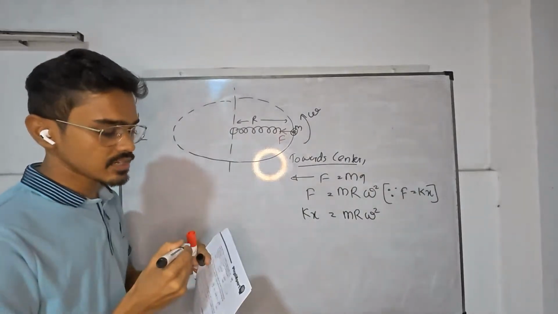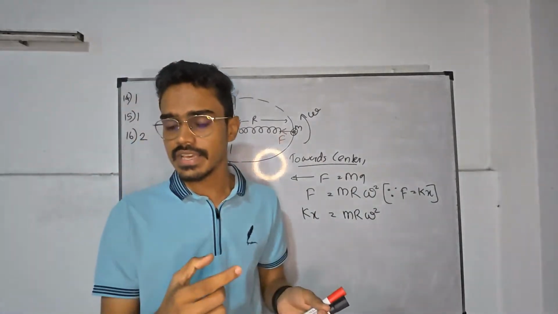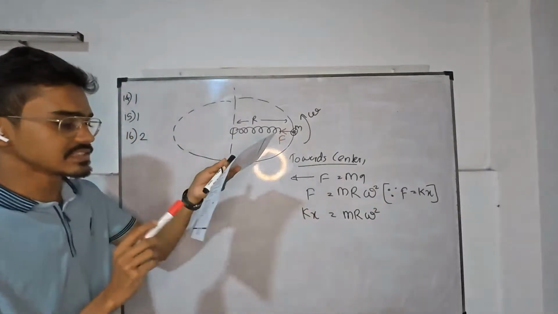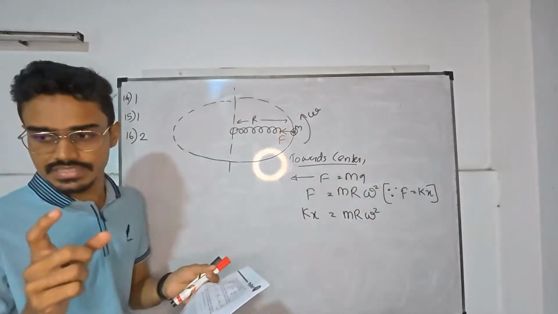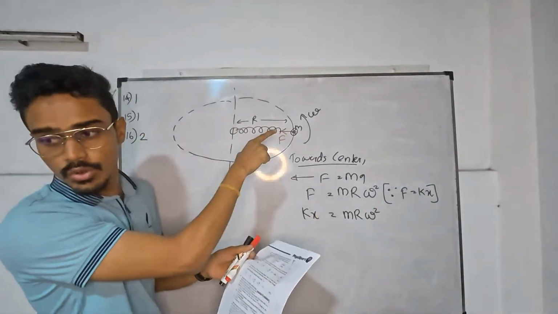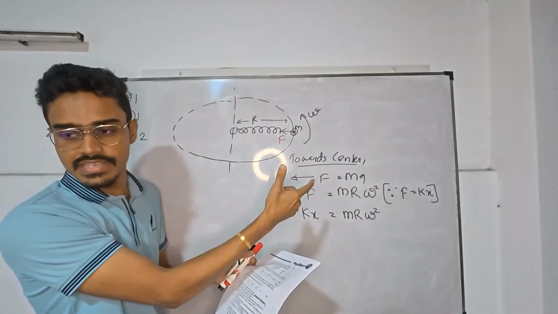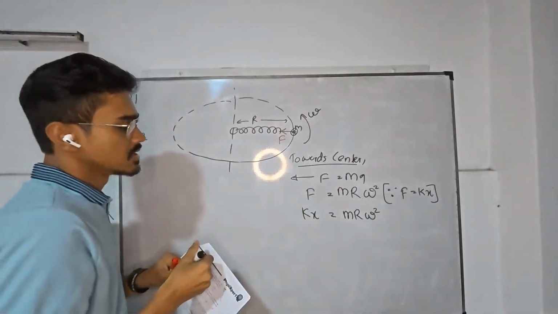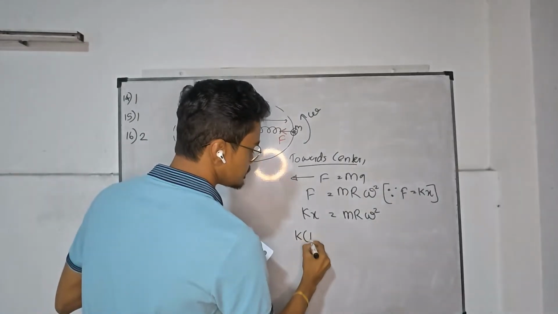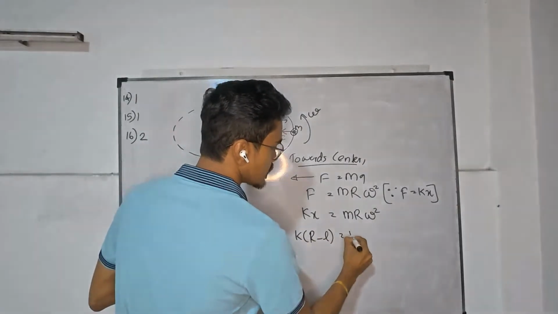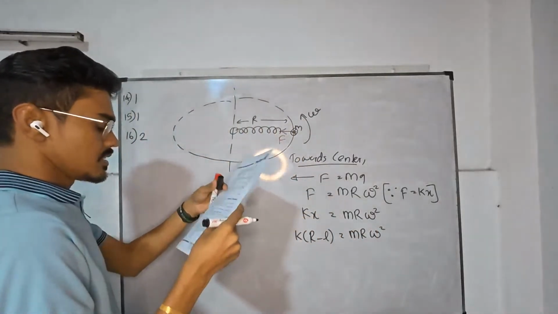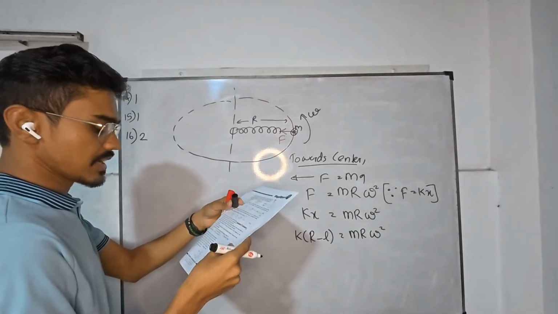X is extension, no? Extension is the stretched length beyond natural length or unstretched length. Now it is given that the unstretched length is L. If the unstretched length is L and the radius now is R, the stretched length is R minus L. Right? So this can be written as K times R minus L equals m r omega squared. Right? Omega is the subject.